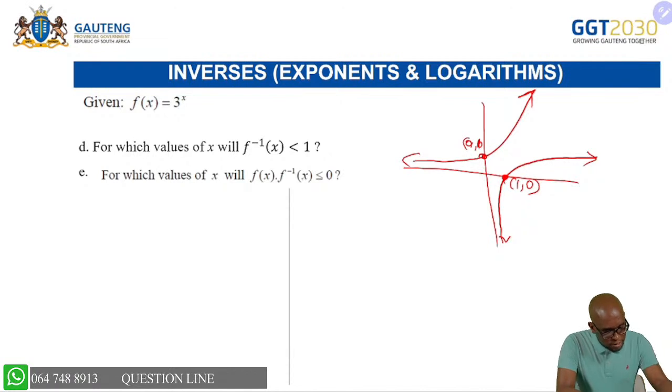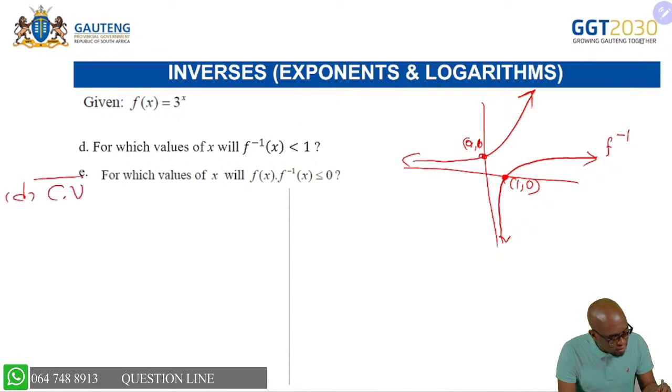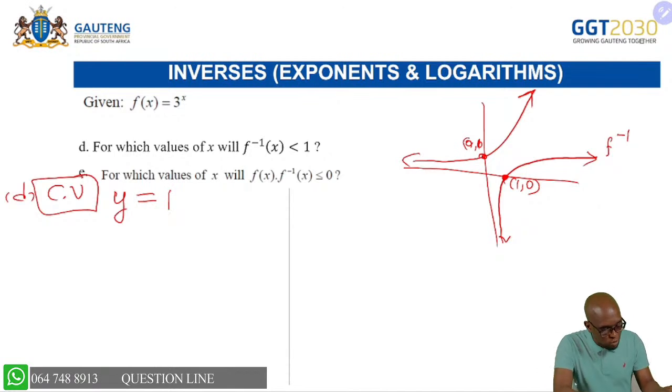Now what we are basically going to do here: the y value of the inverse, we don't know where the y value of the inverse is. We only know that here y should be less than 1. So we're going to find our critical values. In this case, we're going to say, where is y equal to 1? Where is f inverse equal to 1? Because they are saying f inverse of x is less than 1. We want to find where it's equal to 1.